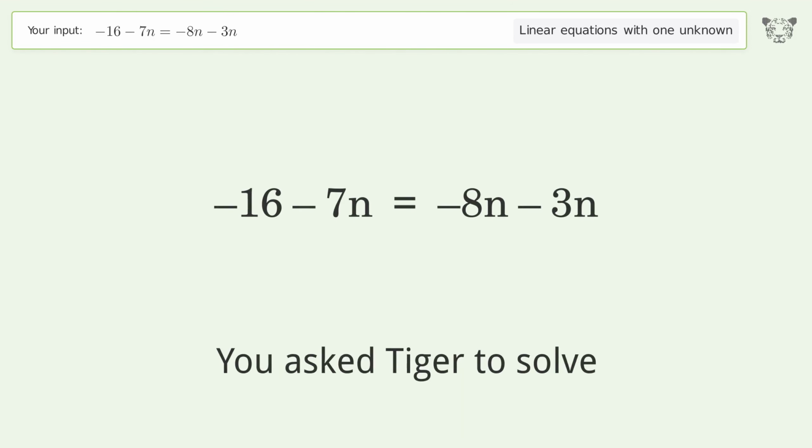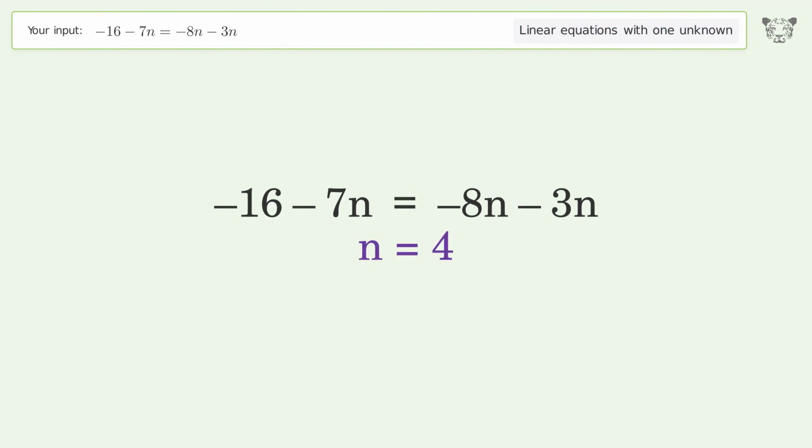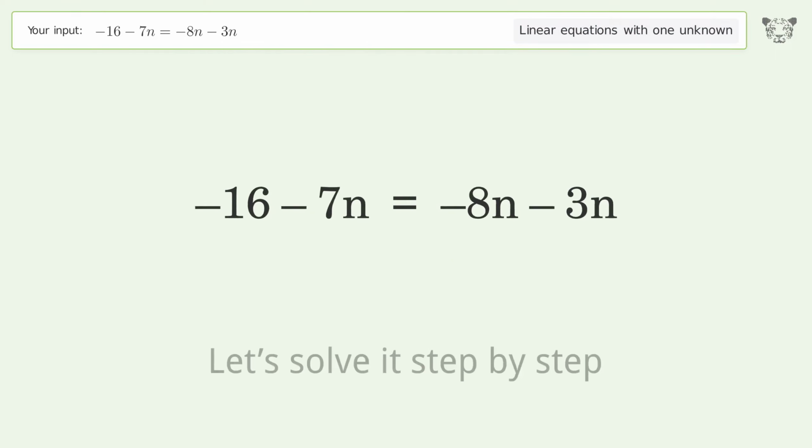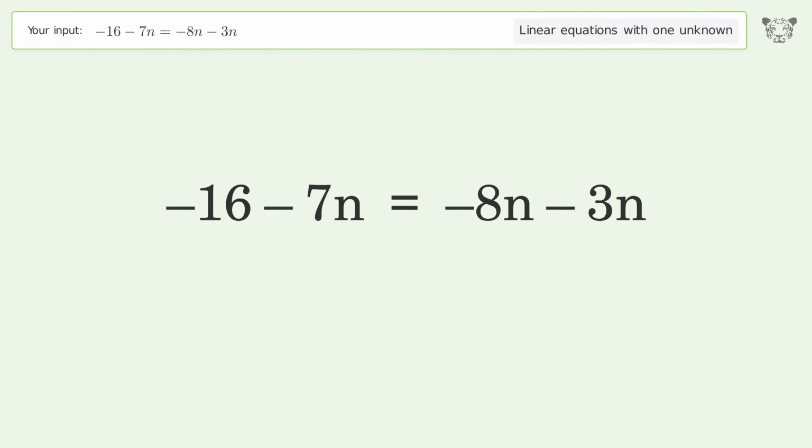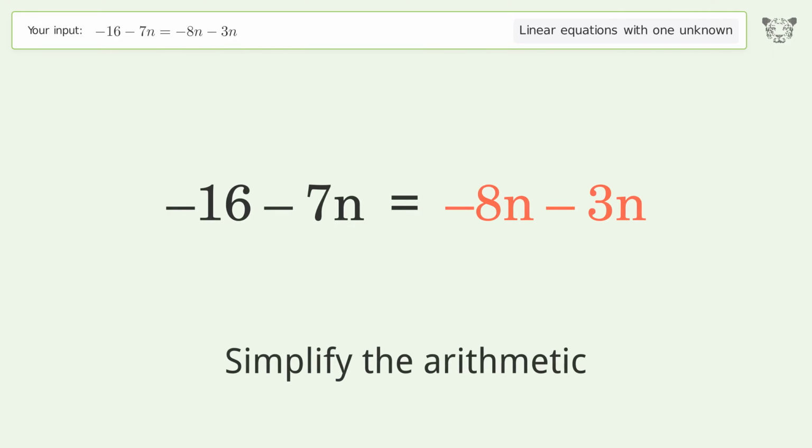You ask Tiger to solve. This deals with linear equations with one unknown. The final result is n equals 4. Let's solve it step by step. Simplify the expression. Simplify the arithmetic.